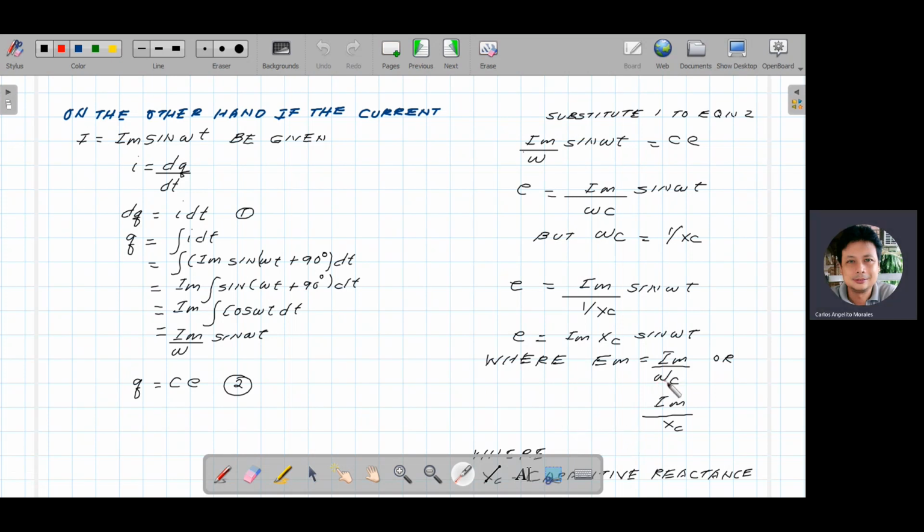Kasi ito may formula na 2 pi f times c. Ito angular frequency times the capacitance. Ang xc kasi ay 1 over 2 pi f c. Yung 2 pi f doon ay itong angular frequency na ito.